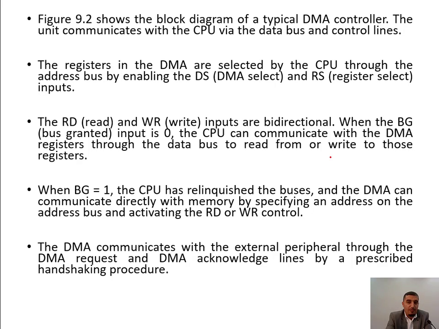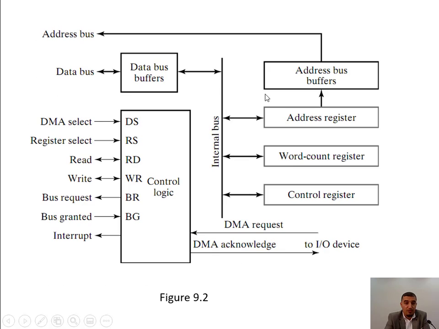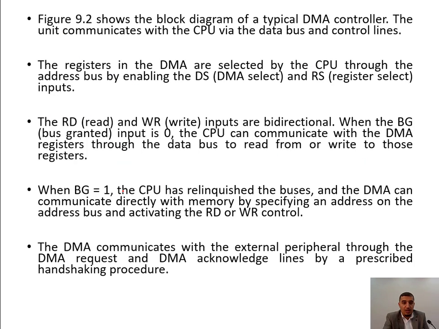In this figure, the block diagram of a typical DMA controller, the unit communicates with the CPU via the data bus and the control bus. The registers in the direct memory access controller are selected by the CPU through the address bus and by enabling the DMA select and the register select inputs, DS and RS. The read and write inputs are bidirectional. When the bus granted input is 0, the CPU can communicate with the DMA.